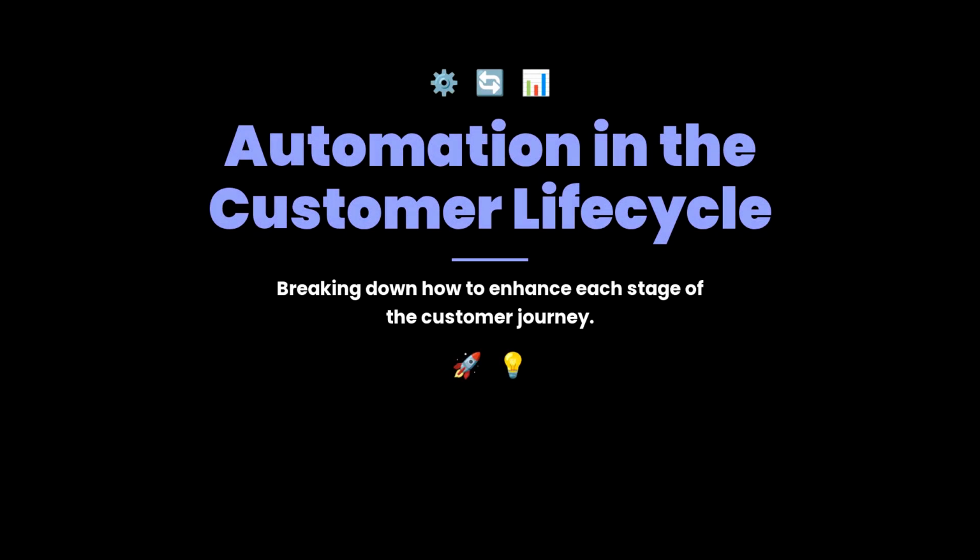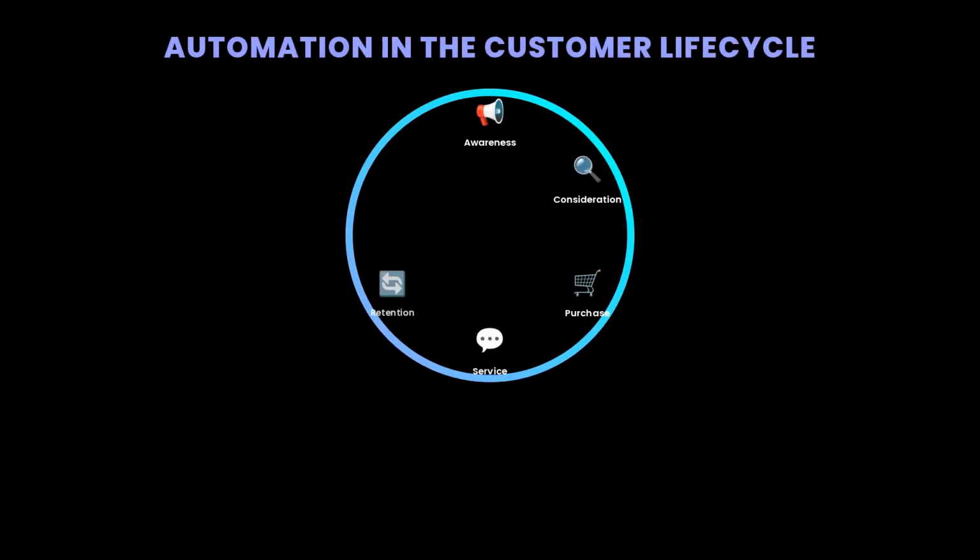By the end, you'll understand how to effectively use automation to enhance each stage of the customer journey. Let's get started. Automation in the customer lifecycle involves using software tools to streamline and optimize interactions with customers throughout their journey, from awareness to advocacy. Here's how to do it effectively.